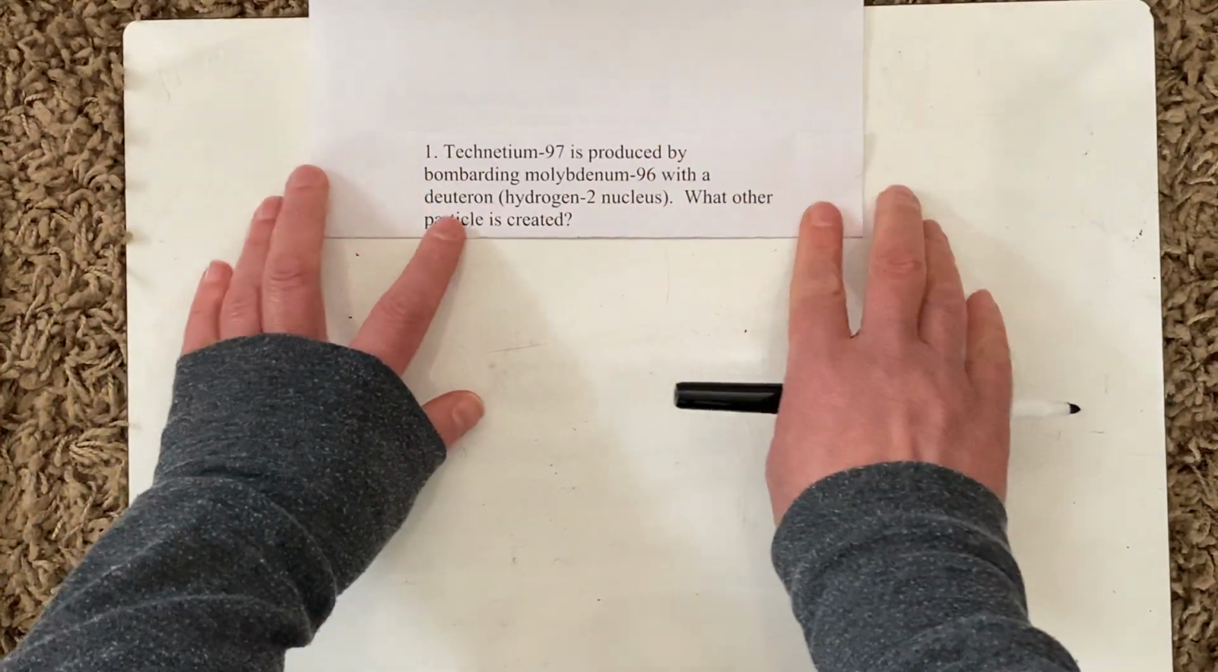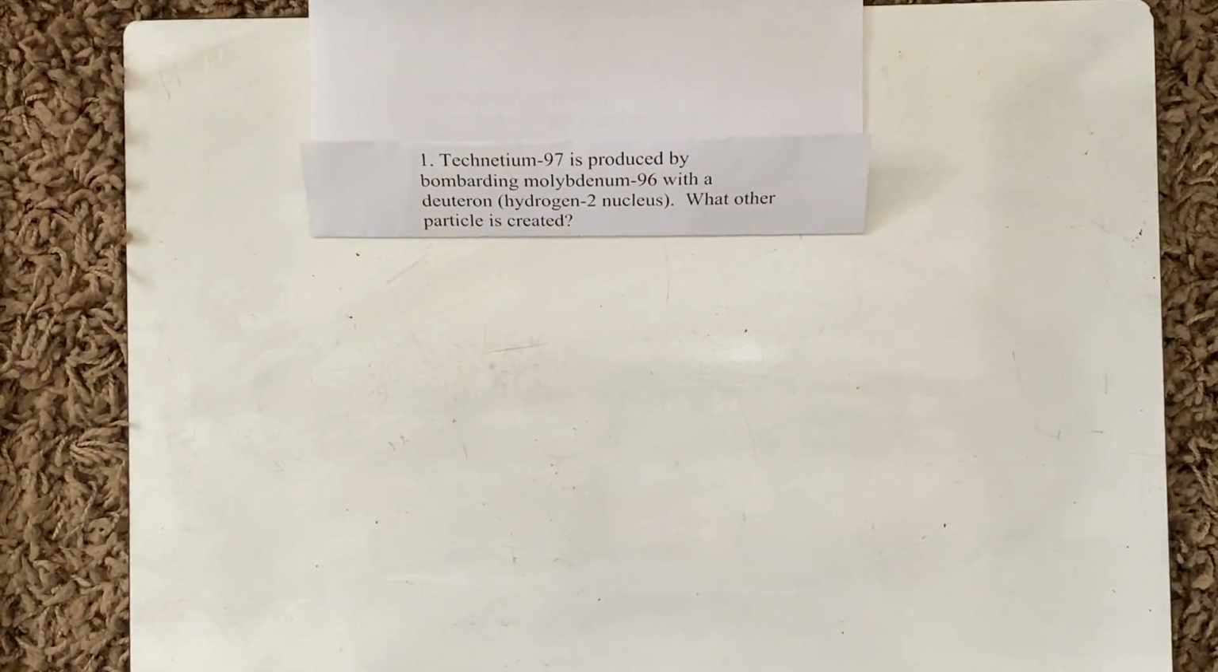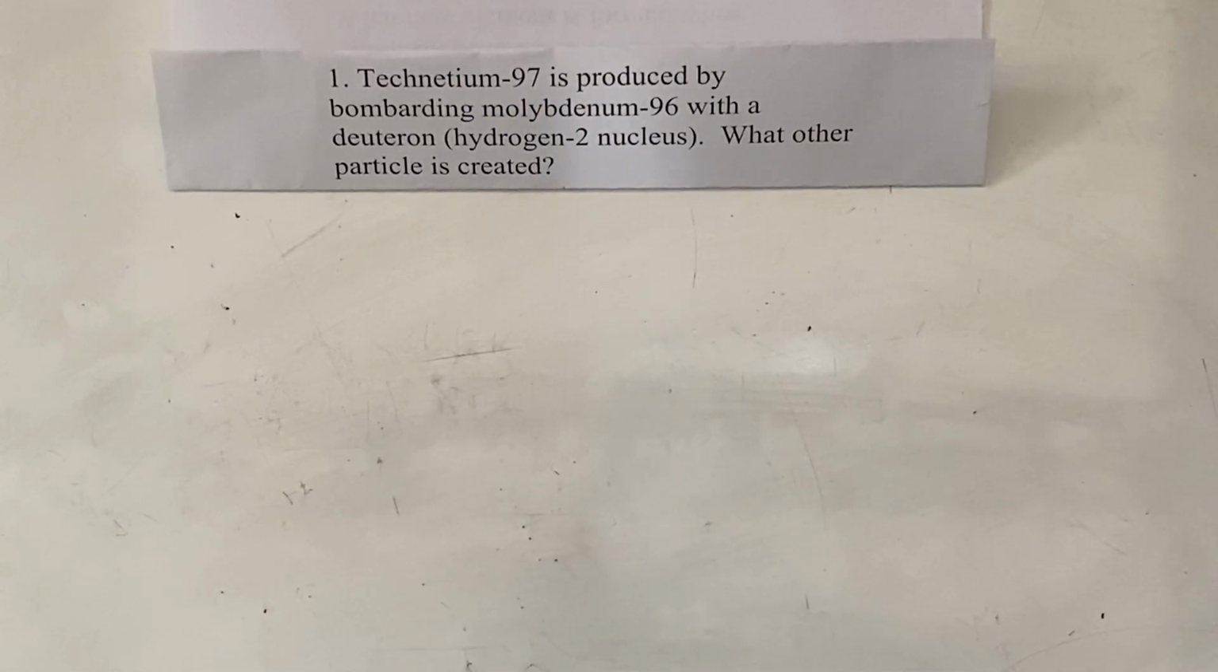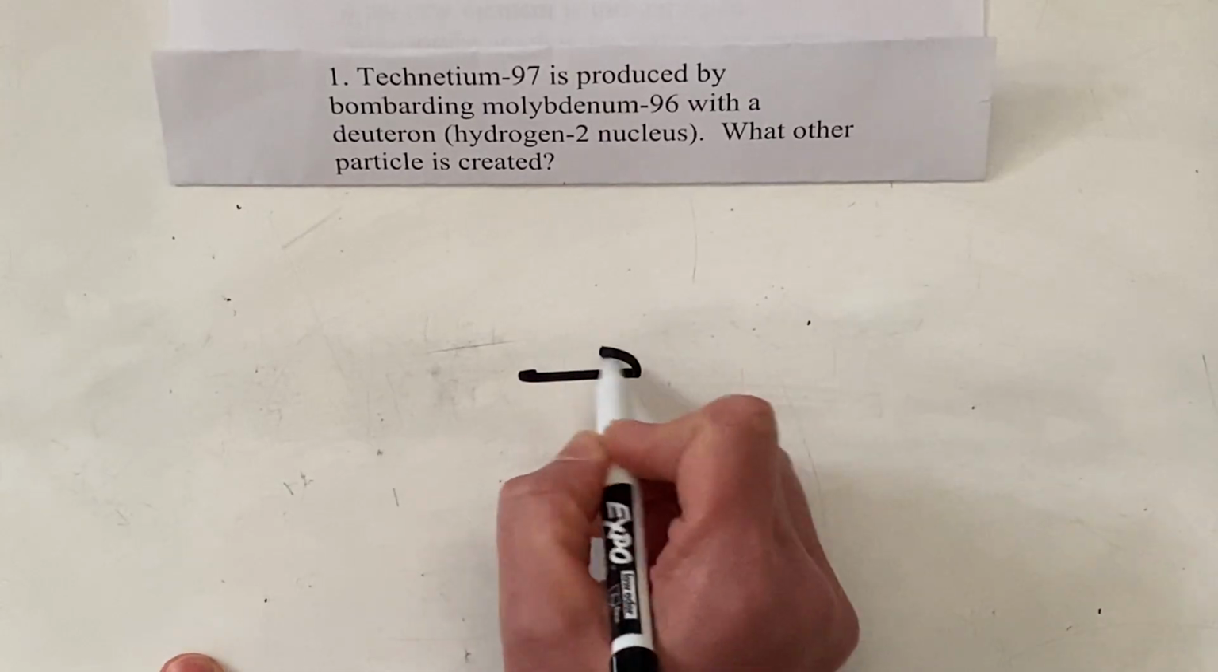Okay, let's look at this problem right here. Hopefully you guys can kind of see that. Okay, so technetium-97 is produced by bombarding molybdenum, that's a hard word to say, 96 with a deuterium, which is hydrogen 2 nucleus. What other particle is created? Okay, well, let's kind of break this down. So first of all, we know that technetium is produced. So that means it's going to be on the product side. Let's go ahead and draw our arrow.